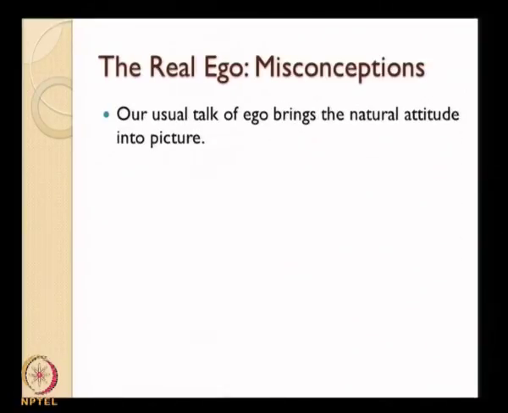But when we talk about ego, there are several misconceptions about ego. What is an ego? For instance, our usual talk of ego brings the natural attitude into the picture. When you usually talk about ego, what we mean is the empirical ego. When I say I want to go there, I want some water, these are all usual ways in which I am mentioning my own ego, but there the reference is not to the transcendental subjectivity, which is my foundational, my ultimate nature, but to an empirical ego who lives in this world, who is part of this world.